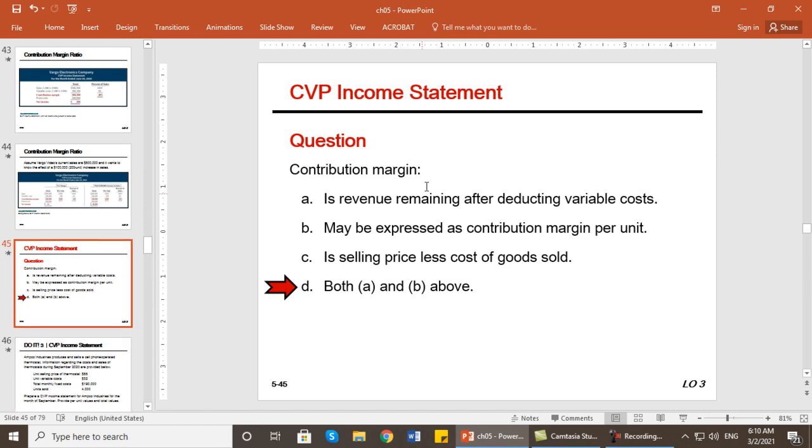Now, contribution margin, multiple choice. It is revenue remaining after deducting variable costs, correct? May be expressed as contribution margin per unit, also correct. Is selling price less cost of goods sold? No. So the correct answer is D, both A and B are correct. So the correct answer is D.